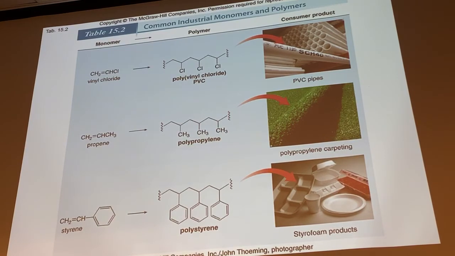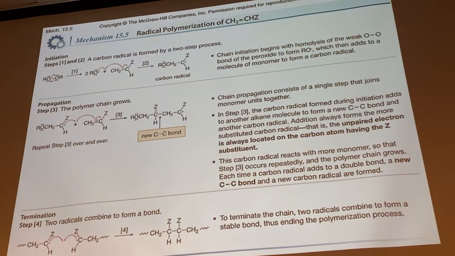Well, there are multiple mechanisms, and when we get to chapter 31, we'll go into more of those mechanisms in detail. But one of those mechanisms is a radical process, so we will show you that one right now. We already know that we can relatively easily form radicals from peroxides. And if we do that in the presence of an alkene, and Z could be any kind of group.